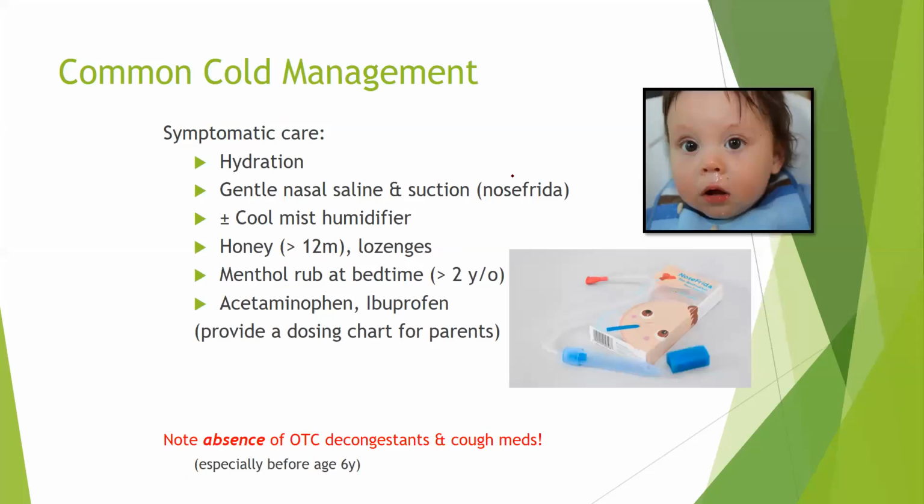Cold management. So we want to make sure that these children are hydrated, right? Children have small nasolacrimal ducts. They also have small eustachian tubes that should drain the ear into the throat. So when they get a backup of mucus, it's less likely to drain. And so these children are just like big mucus plugs. So hydration helps to thin some of the secretions and allow these secretions to drain.